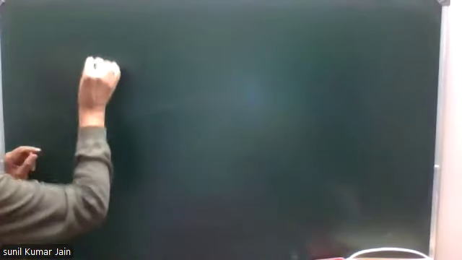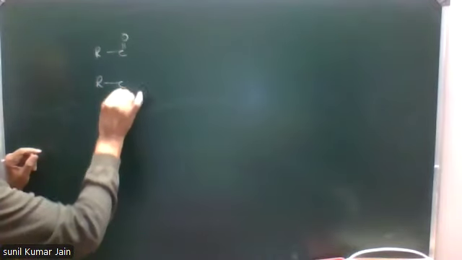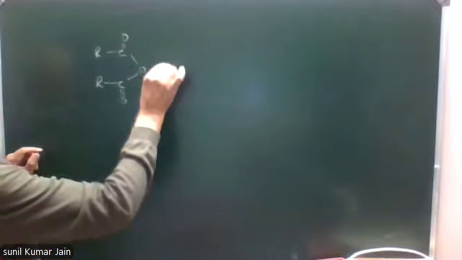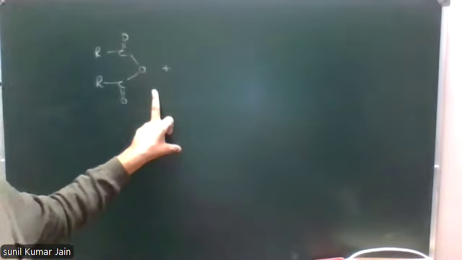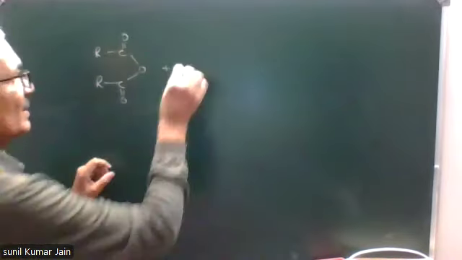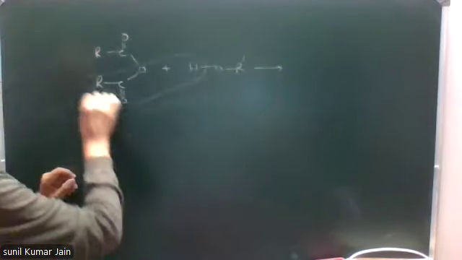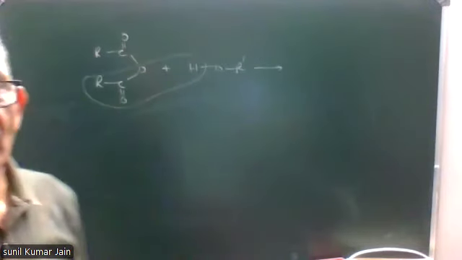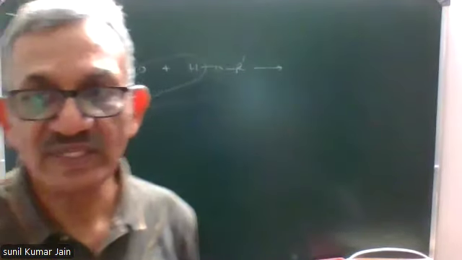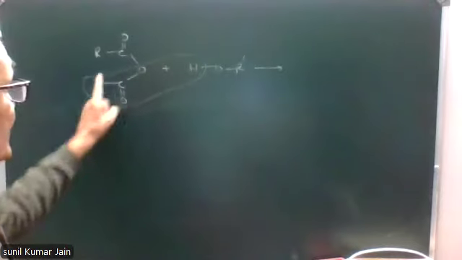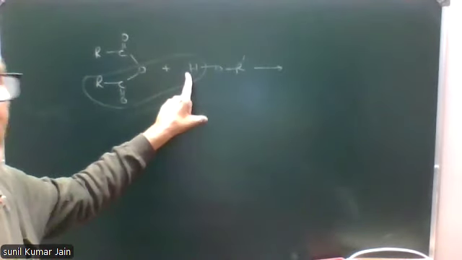Third reaction. This is acid anhydride. It reacts with alcohol. One product is ester, the other, you can see inside the circle, is carboxylic acid.